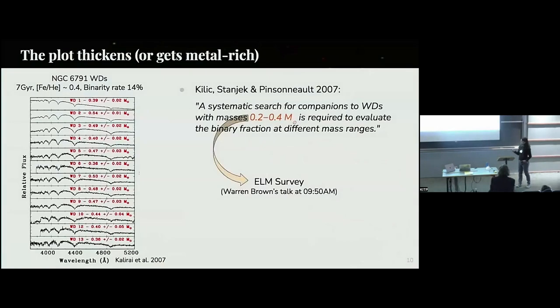A lot of work was done by the ELM survey in this mass range. Warren is talking about this shortly, so I'm not going to spoil with any details. But in short, what they did was to follow up spectroscopically white dwarfs in the SDSS footprint whose color suggested that they had low masses. And once you have spectra, you can just fit it, see which ones have low masses, see which ones are binaries, and that's all very easy and done, right?